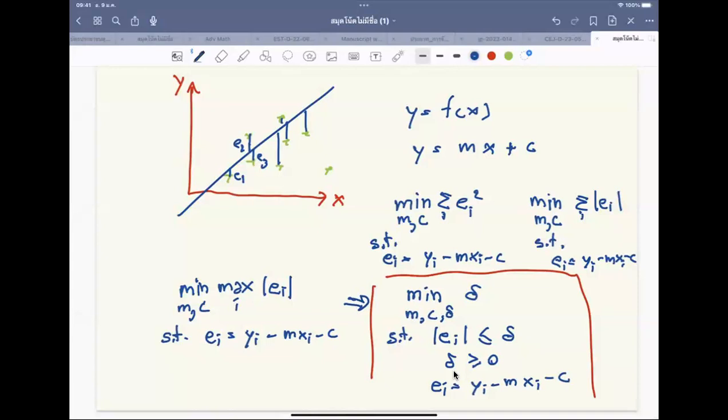But this one is much easier to understand, I think, for the minimax optimization problem. Okay, any questions on this part? Because if not, we move to another item. No? Okay, all right. So back to our slide.